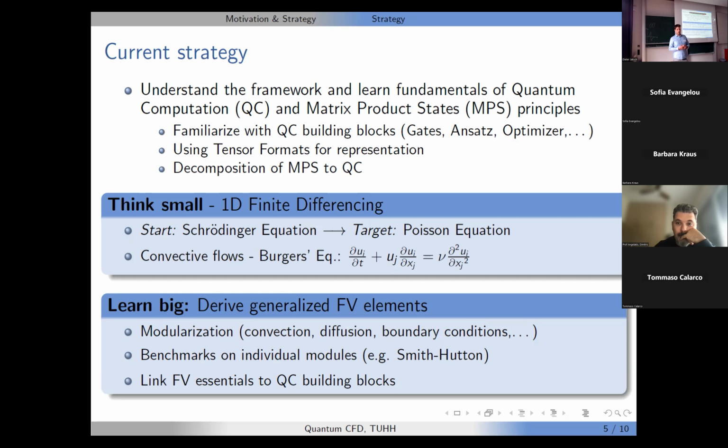Then we also had the chance to look quickly into tensor format representation. We see some possibilities where we can use MPS in order to come up with quantum circuits, but this is not really where we are looking at the moment. At the moment, we more had to look into finite differencing.